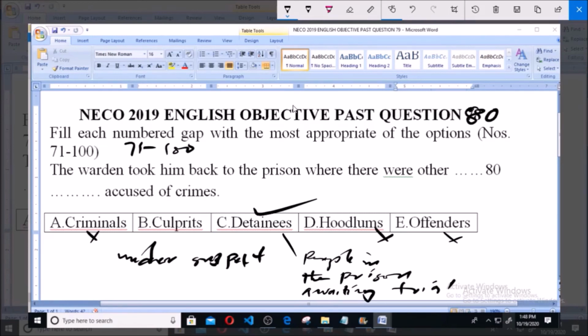So we can say the warden took him back to the prison where there were other detainees accused of crime. So option C is correct.